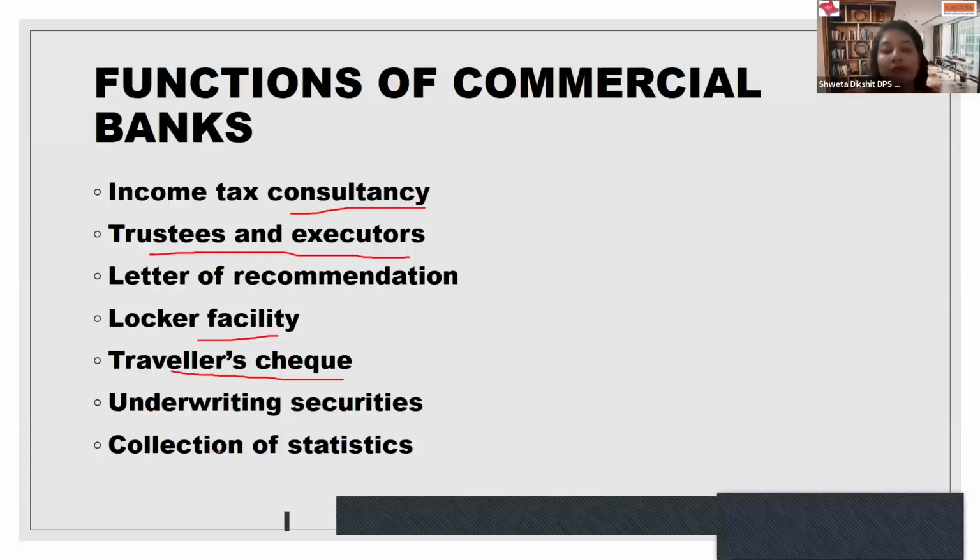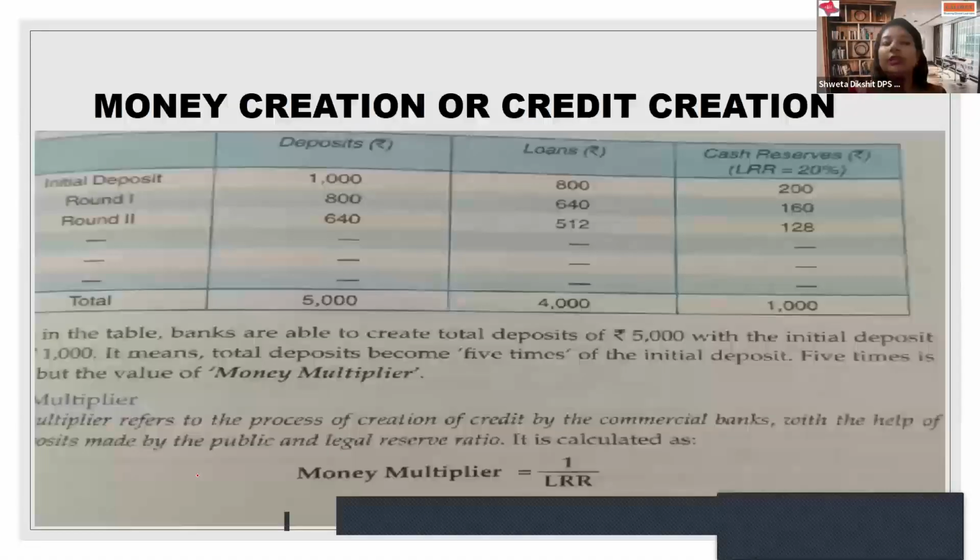Underwriting securities: the various securities are also underwritten by the commercial banks, and the various statistics which are required by the RBI are also collected by the commercial banks. So they work as a helping hand to the RBI.